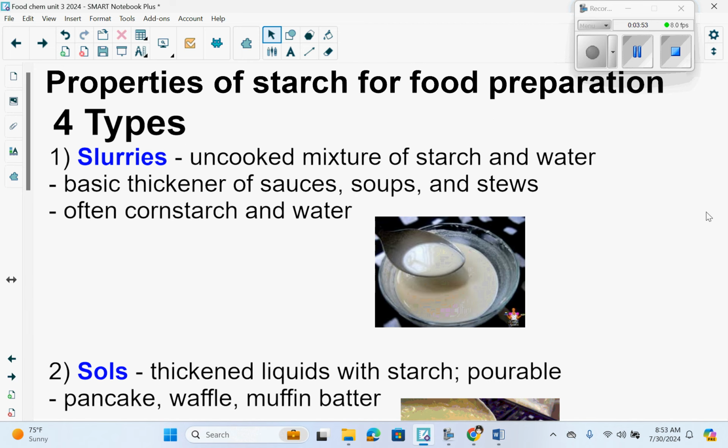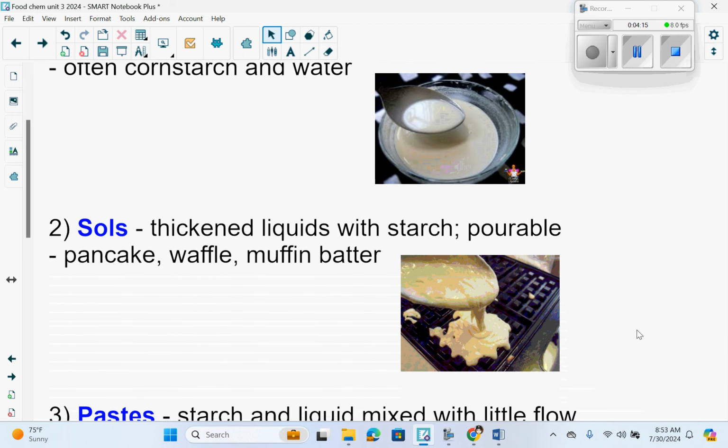Properties of starch for food preparation. So there's four types here. First, you have your slurries. This is an uncooked mixture of starch and water. It's your basic thickener of sauces, soups, and stews. It's often just cornstarch and water, and you can see this in a lot of cooking shows. This is how they thicken up their sauces. It's a very quick way to do so.